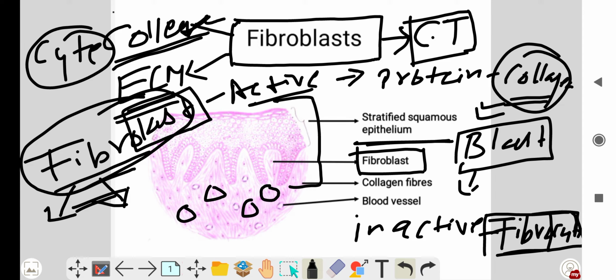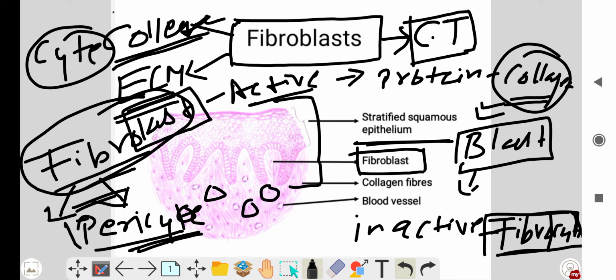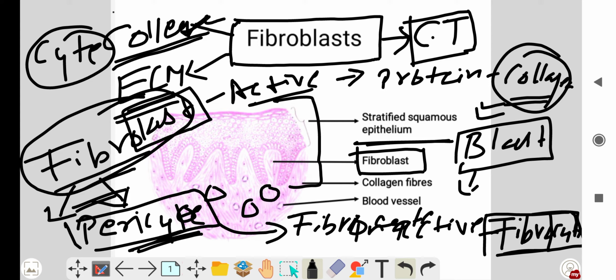Okay, one more term, that is pericyte. Pericyte is a term mostly used for the fibroblast that surrounds the blood vessels. Fibroblast or fibrocyte that surrounds the blood vessels is called a pericyte.